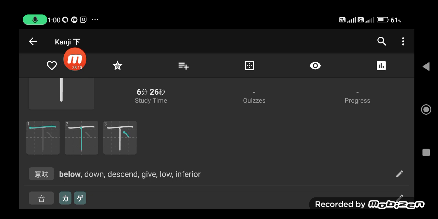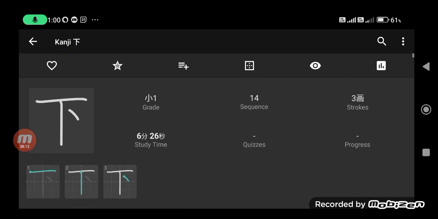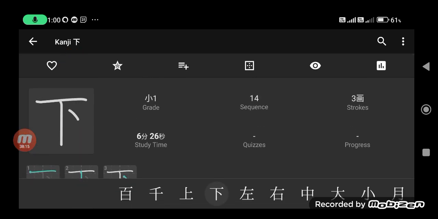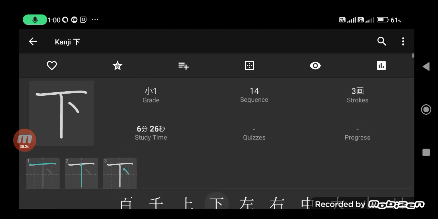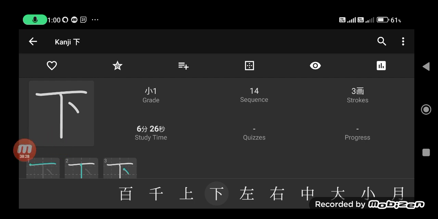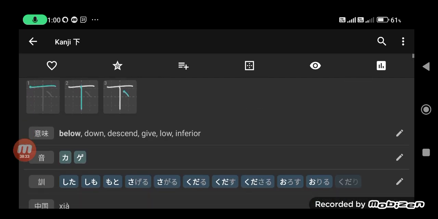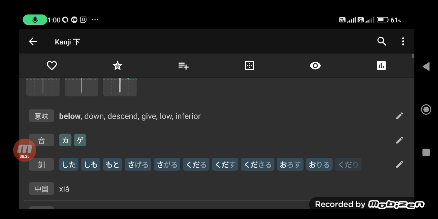This kanji, please remember this one, because of the word please. In English, when you want to ask for a favor, you say please. But in Japanese, you want to say kudasai. And when you write kudasai, you will be needing this kind of kanji. So you can see that in the reading. But first, the meaning. Imi: below, down, descend, give, low, inferior.